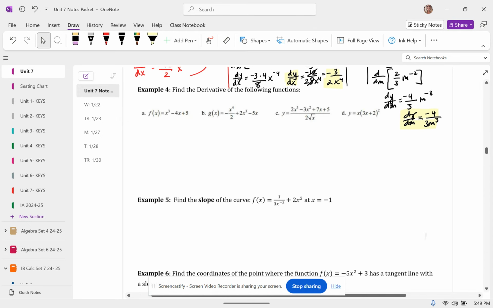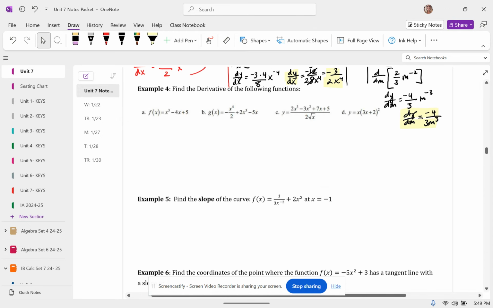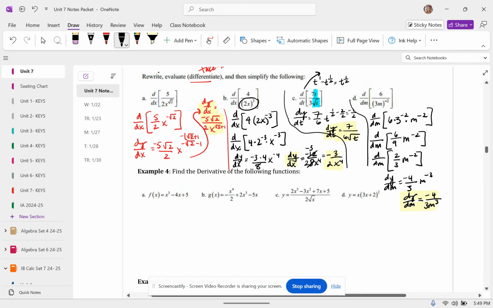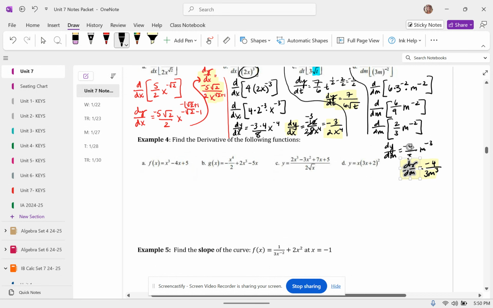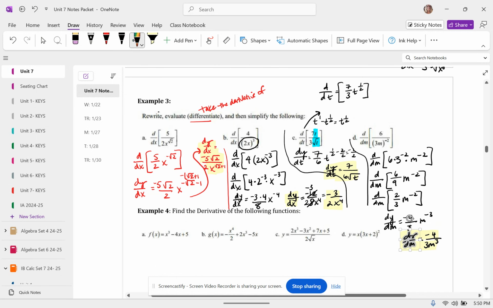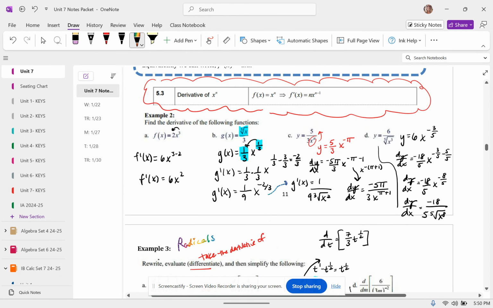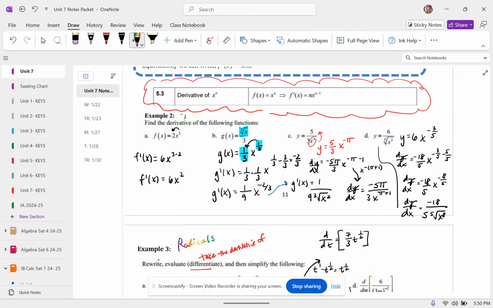Alright, cool. Example number 4. It says find the derivative of the following functions. Alright, so these are just polynomials. I'm not rewriting them with radicals because the other ones up here had radicals, but example 4 doesn't. So maybe we should name these. These are like radicals. What was example 2? Kind of everything, or trying to rewrite with a singular coefficient and power of x.